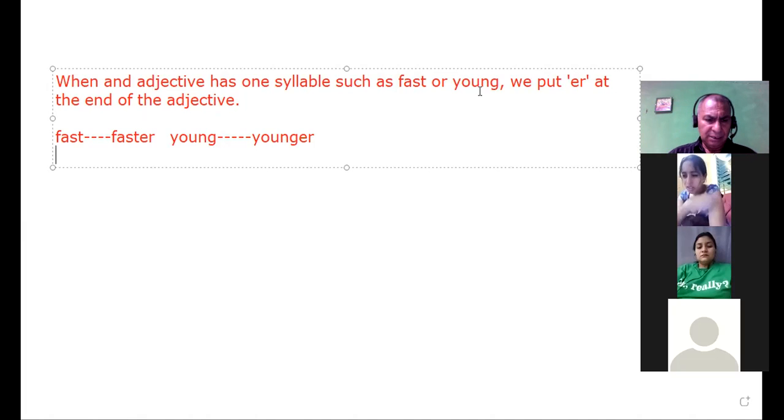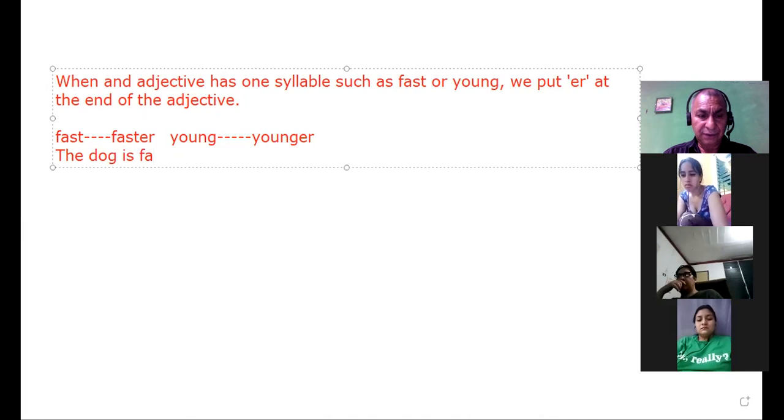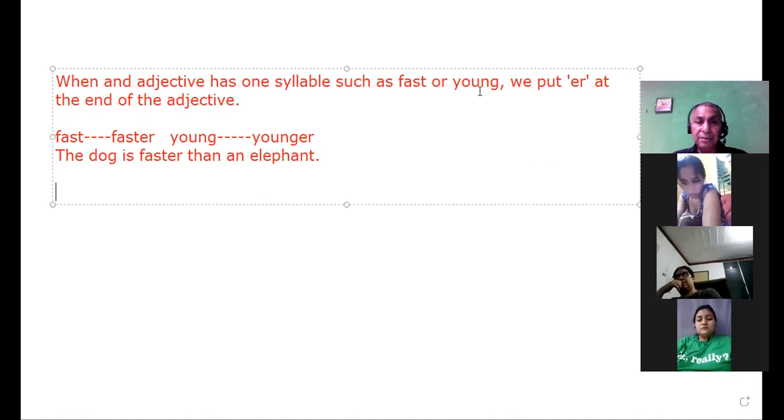So the dog, this is the example that we did before. The dog is faster than. Don't forget to put the word than in it. The dog is faster than an elephant. So the dog is faster than an elephant.